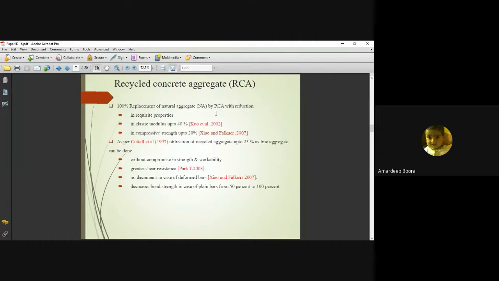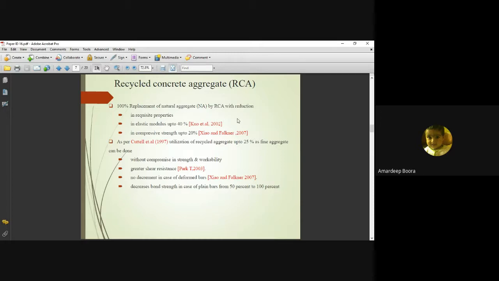So first I am going to discuss the RCA, recycled concrete aggregate. What is this RCA? It means the already constructed structures which need to be demolished. We have to keep the aggregate from this demolished structure and utilize it instead of the natural aggregate. By doing so, we can preserve our natural aggregate which we are supposed to obtain from the hills or the rocks.